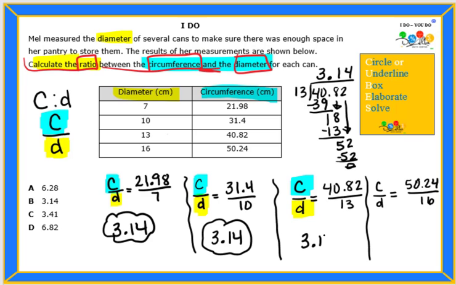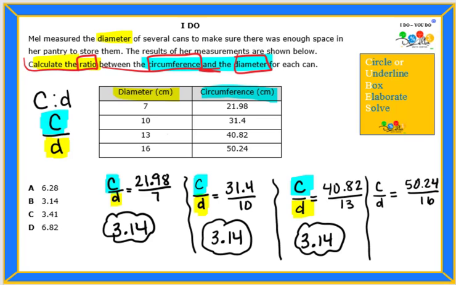Are you starting to see a pattern? We have all these different circles, and every circle so far has given us 3.14. Can you predict what we will get for the ratio of the circumference to the diameter for that last circle? You think it's going to be 3.14 again? Let's find out.